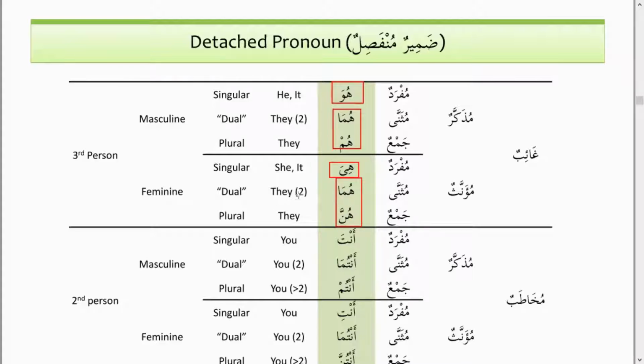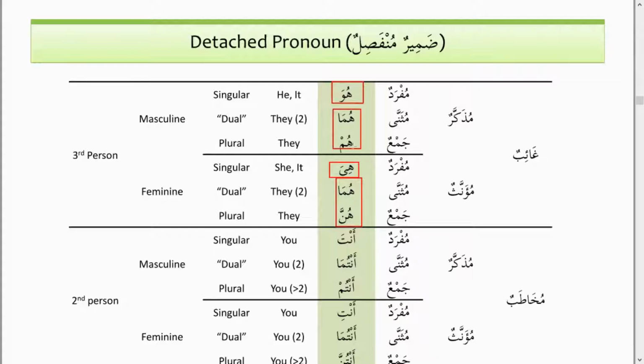They, both. Hum is used for male. All of them are male, so hum will be used. And hunna will be used for females. All are females. Hunna salibatun mujtahidatun. They are hard-working female students.